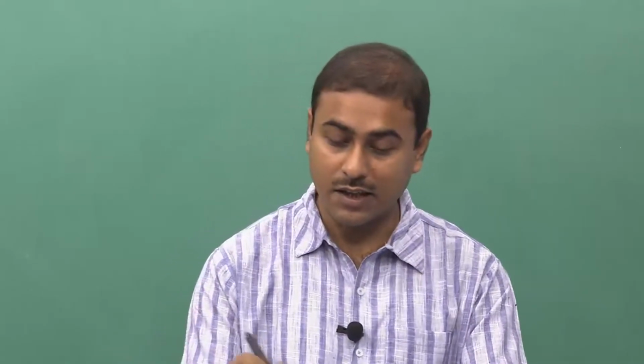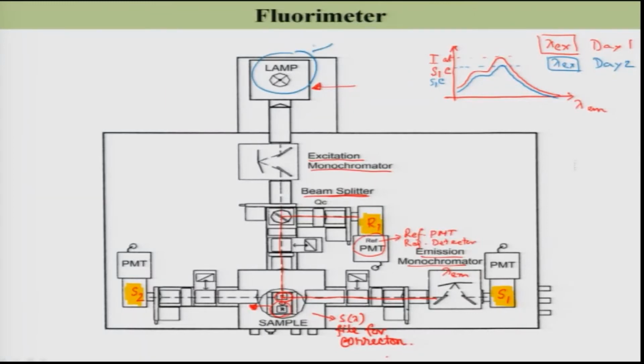The problem is that the performance of this lamp is not constant. The performance of the lamp is the problematic situation over here. Yesterday probably the lamp was much brighter than today. So, the excitation light intensity has decreased today. That is why on day 2 you get a lower intensity, because fluorescence intensity is directly proportional to the excitation light intensity, right. So, how to tackle this?